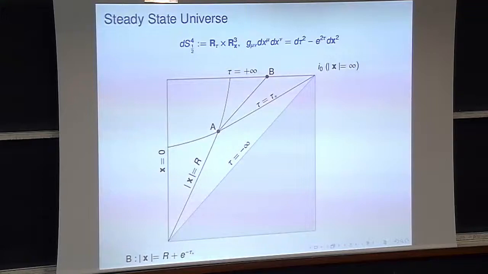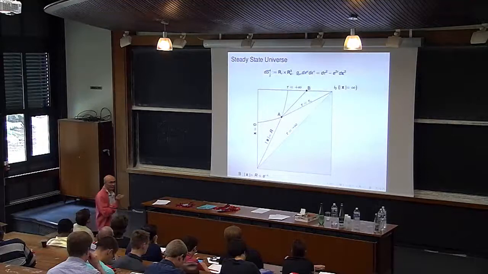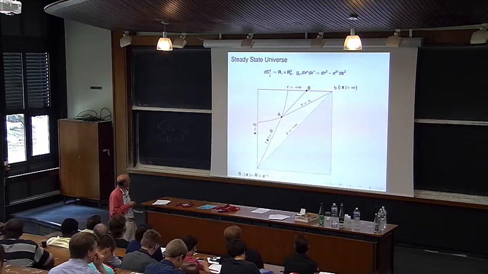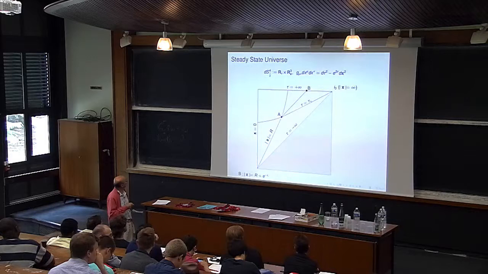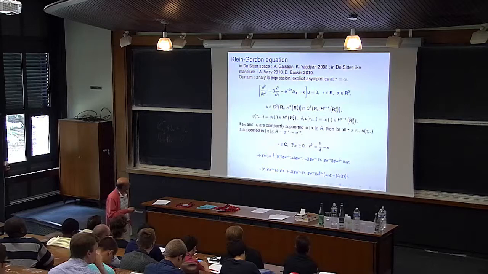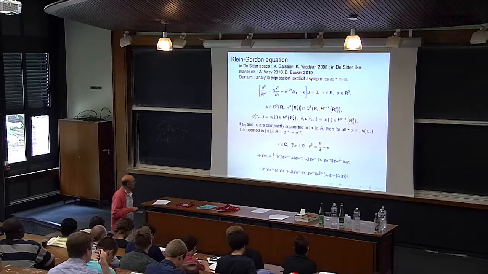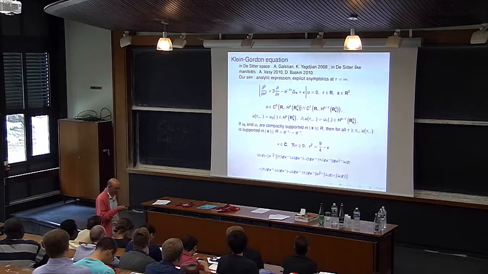What is De Sitter spacetime? It's a square. In fact, we don't work in the whole De Sitter spacetime, but on half De Sitter spacetime. It's the steady state universe, the white triangle. And our problem consists in investigating the asymptotic behavior at time infinity. Well, we solve the Cauchy problem for the Klein-Gordon equation in the steady state universe explicitly by using Fourier analysis. It's easy, an exercise.